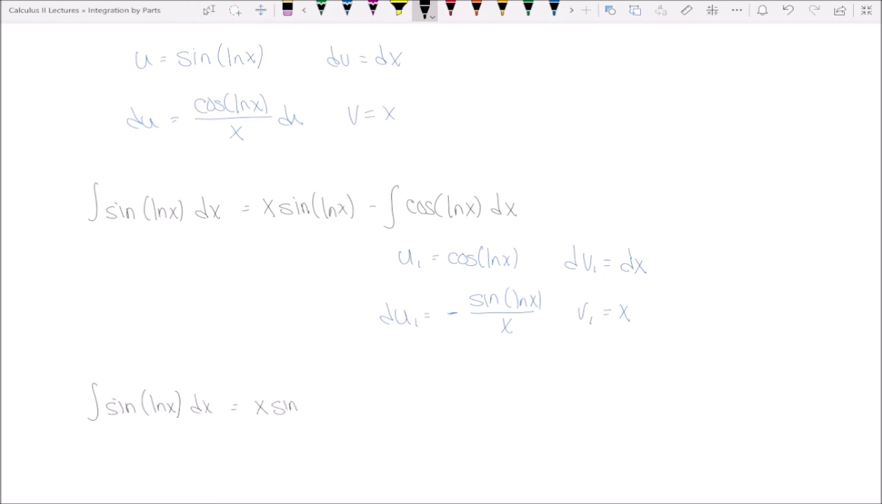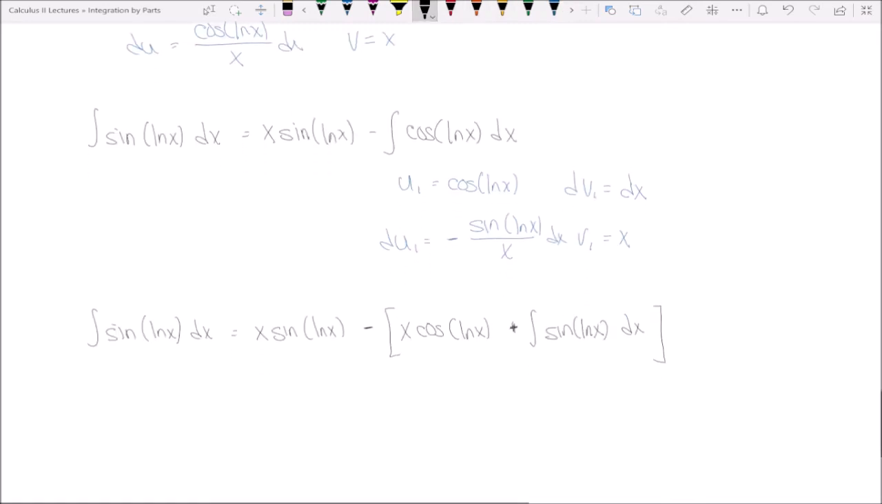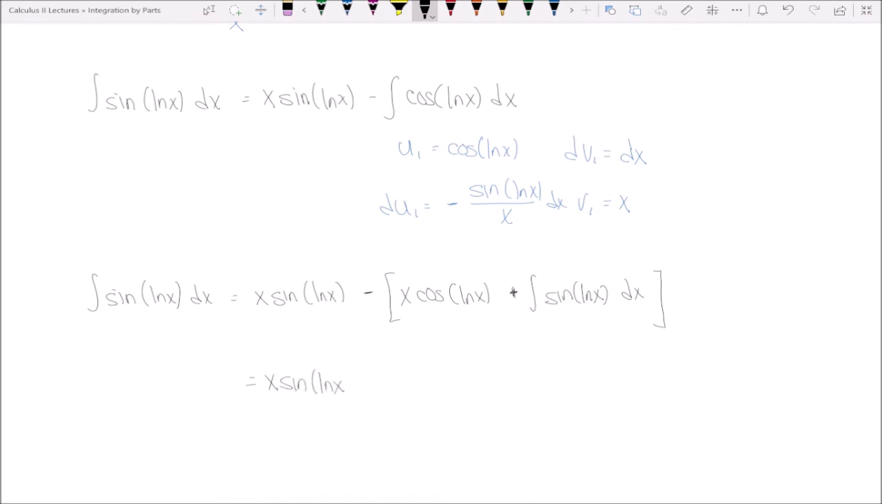So we have x times sine of log of x minus, now we do integration by parts, uv, x cosine of log of x, minus the antiderivative of v du. So this becomes plus antiderivative. I forgot a dx in my du. Oh well. I should have had a dx in there. Write this out. x sine of log x minus x times cosine of log x. And then minus the antiderivative of sine of log x dx. Well, notice now what we have.